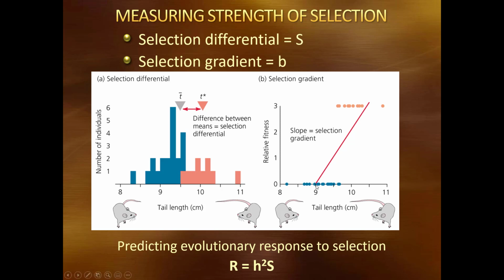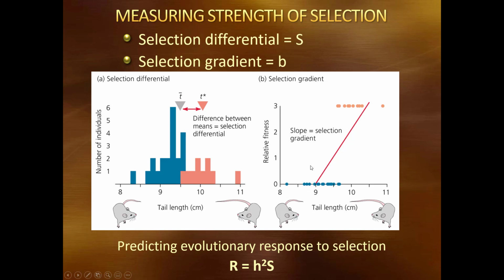And so what we have here is, if you look at it, we're saying let's go to the mean here, which is around 9ish, and then the mean here, which is closer to 10. And then what we're doing is essentially taking the slope of this line. And the slope of this line is what we call the selection gradient.